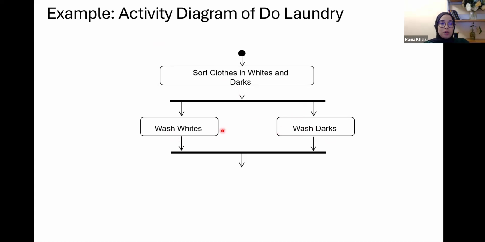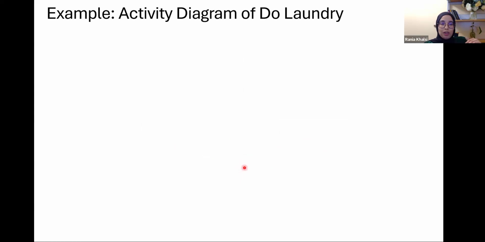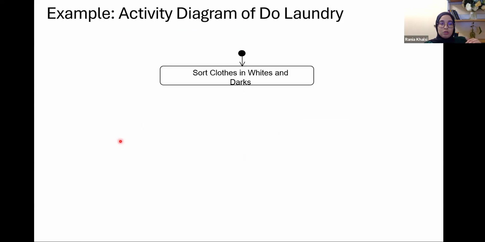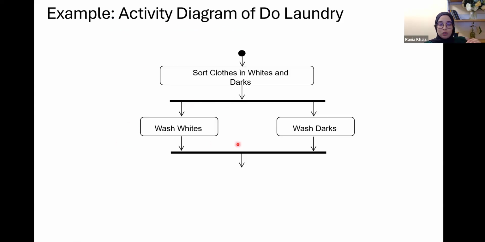Maybe they will finish at the same time, or let's say whites are going to be washed first and then darks. So here we need to wait. Once both of them are done, then we are going to move on. So what type of node do we have here? Here we have multiple inputs and one output. This is a join. So we start with one fork, then one join.